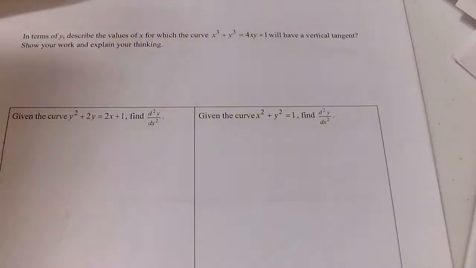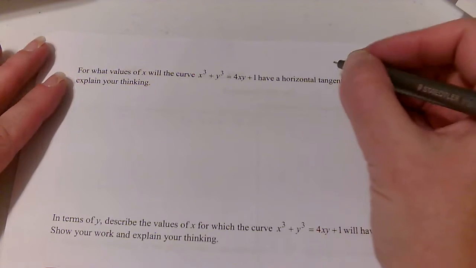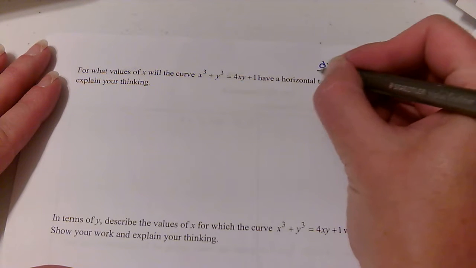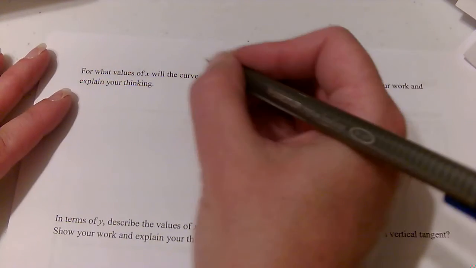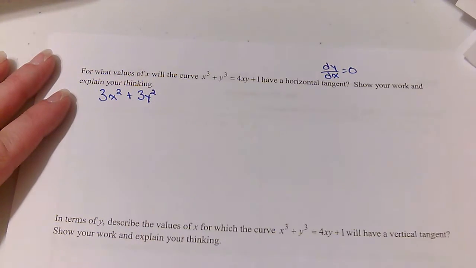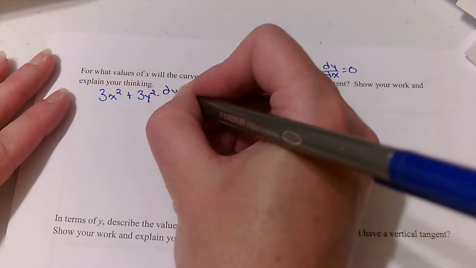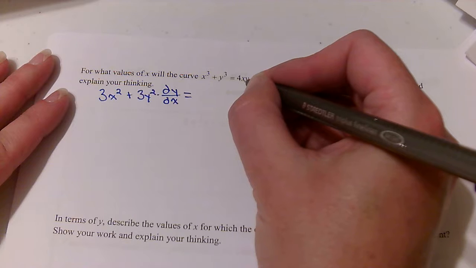A couple more examples. For what values of x will this curve have a horizontal tangent? Ooh. So horizontal tangent means what? This means that dy/dx is 0. Okay, so we need to take the derivative. 3x squared plus 3y squared dy/dx equals, okay, so that's a product.